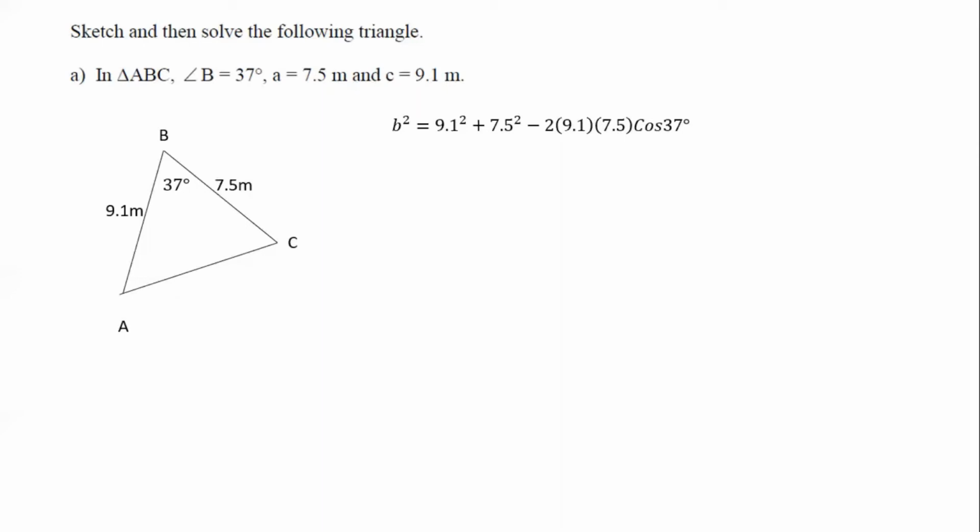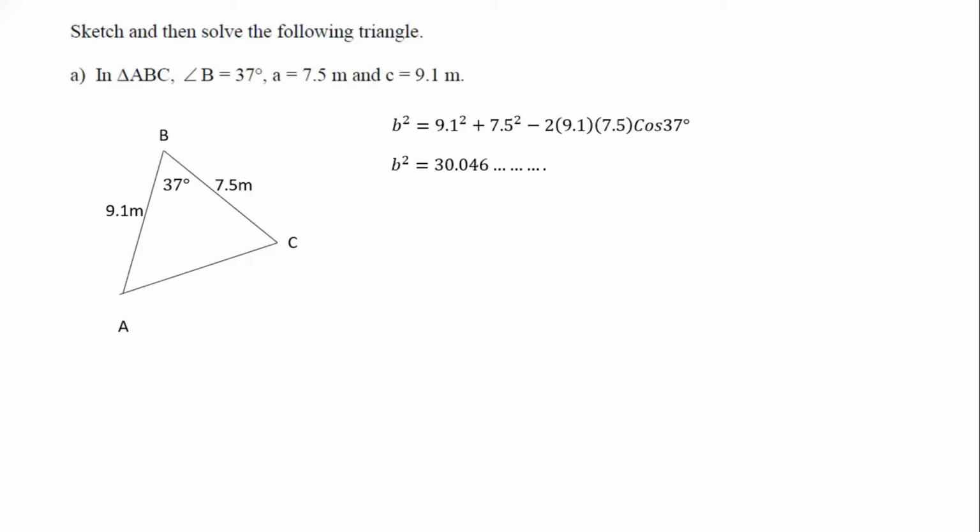All right, so B squared is equal to 9.1 squared plus 7.5 squared minus 2 times 9.1 times 7.5 times the cosine of 37. This is just the cosine formula. So my next line is just going to be to work out all of this. If you have your calculator nearby, you should get this number right here. I put a whole bunch of dots here because I'm not interested in B squared. I'm interested in B. How am I going to get B?